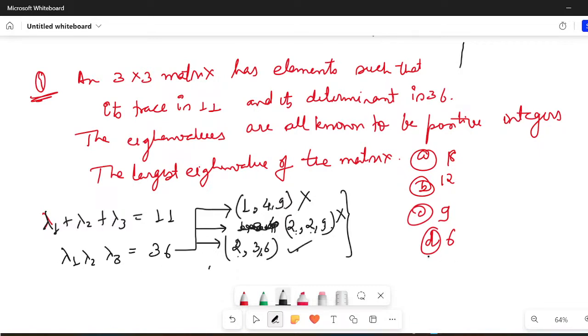So one eigenvalue is 2, another is 3, and another is 6. The determinant will come out as 36 and the trace will also come out as 11. So the largest eigenvalue would be 6 in this particular case. Since only integers were allowed; if integers were not allowed, then things would have changed, like root 6 whole square, or 6 raised to power 1 by 3, whole raised to power 3. I hope you are getting all these questions.